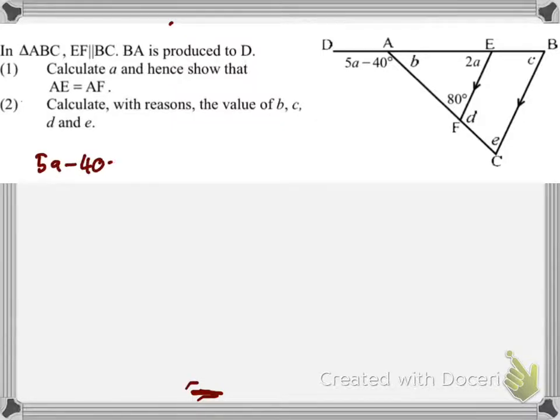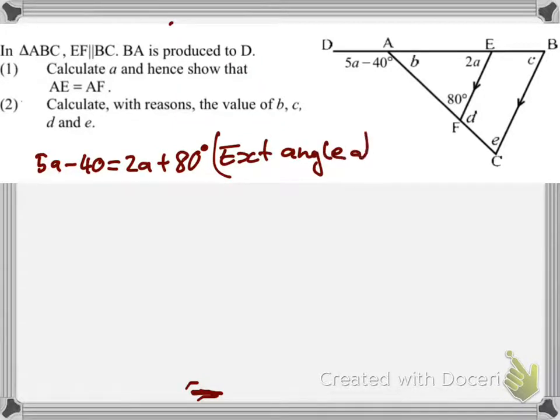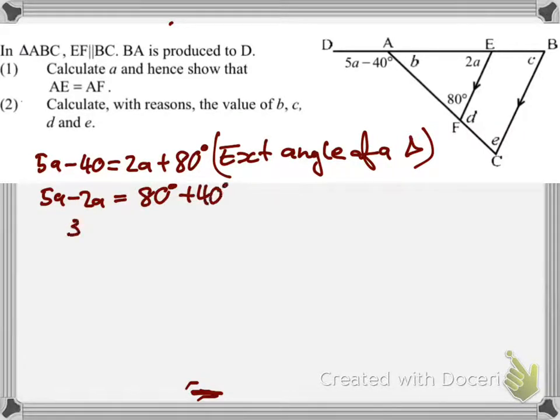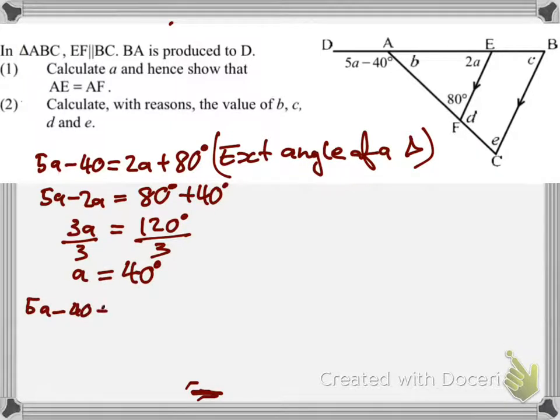But I want to use another property of triangles. I'm going to say 5A minus 40 is equals to 2A plus 80 degrees, which is what? The external angle of a triangle is equal to the two opposite interior angles. And then I solve for A. So solving for A, which is going to be 3A is equals to 120. I divide both sides by 3. My A will be equals to 40 degrees. And then now I know my value of A.